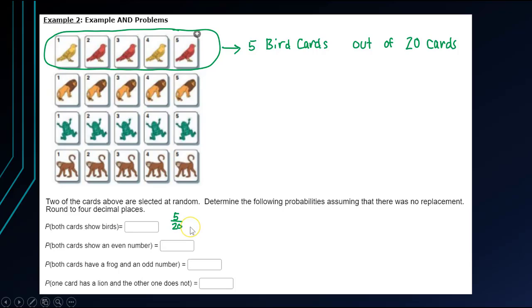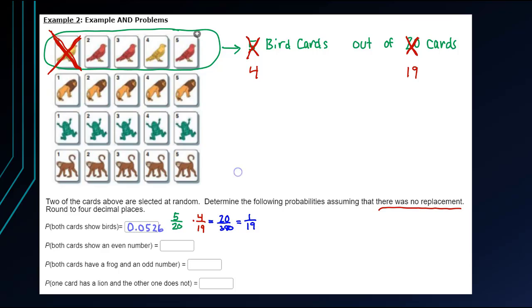There's a 5 out of 20 chance on the first draw, and there was no replacement. So assuming that on the first draw I got a bird, that means there's 4 bird cards left, and there's 19 cards still remaining. So now I have 4 out of 19. Multiplying, that gives me a 1 out of 19 probability, which is 0.0526.